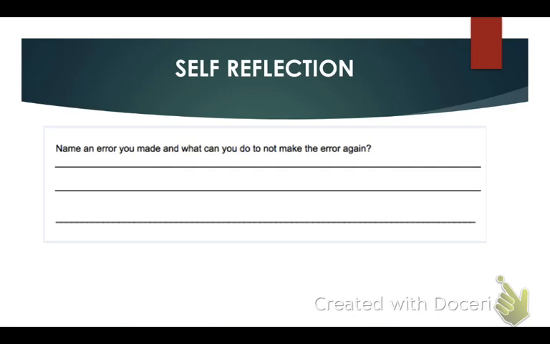I'm going to have you name an error that you made. And maybe think about, what is a strategy so I wouldn't make that again? I know I use the line down the middle to remind myself to do the same operation on both sides when I'm using the inverse. Go ahead and take a moment to do that.